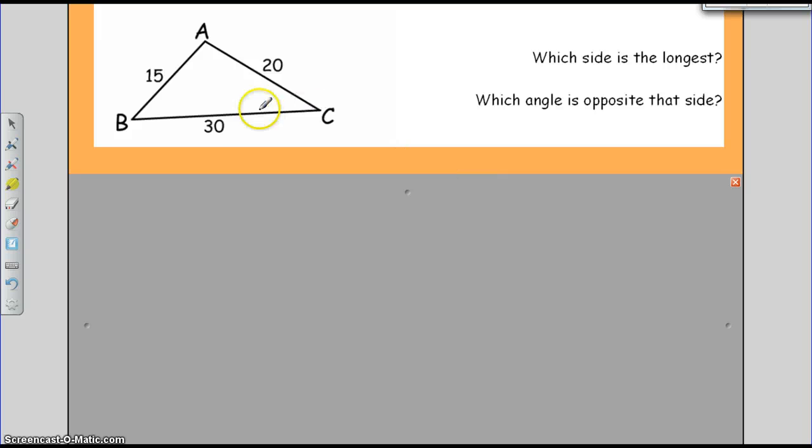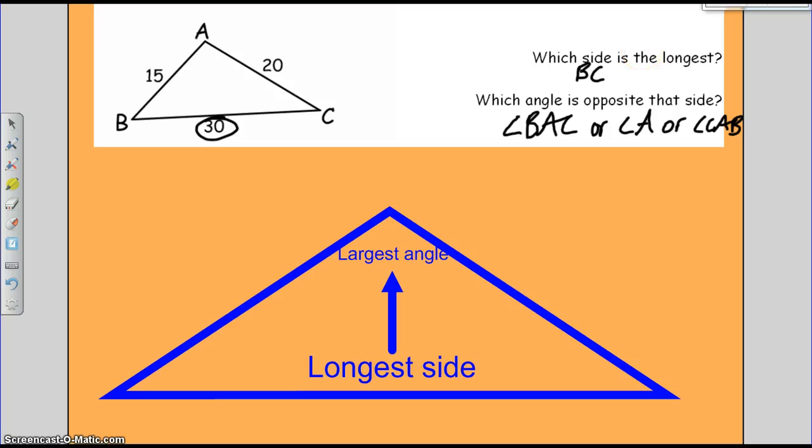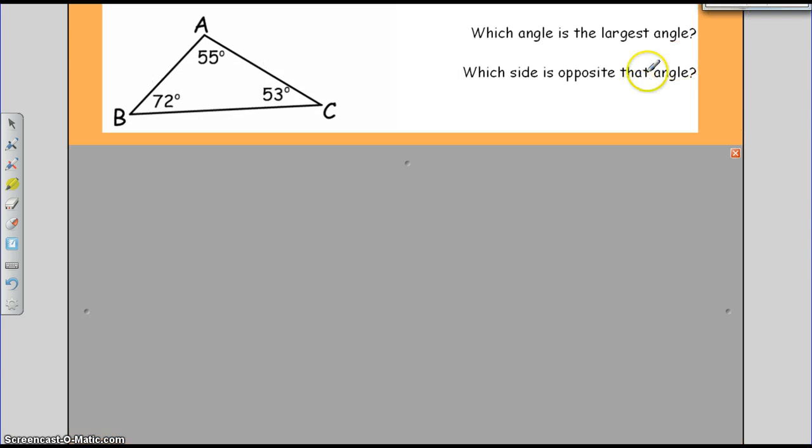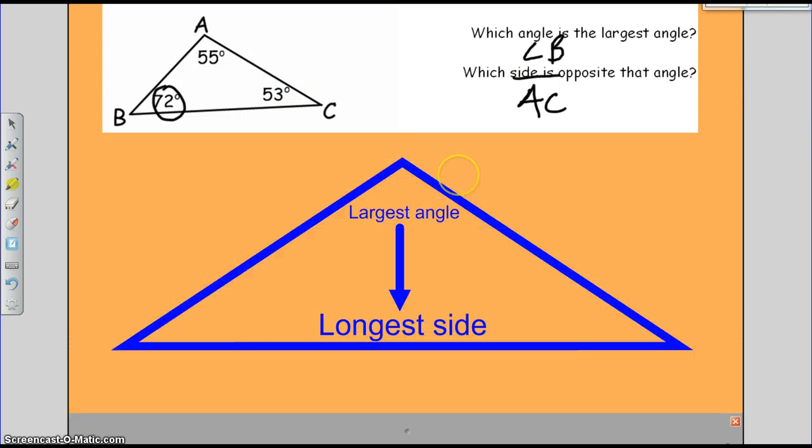Which side is the longest? Well, obviously it's BC, 30. Which angle is opposite that side? Angle BAC, or angle A, or angle CAB. Ba-bam. Which angle is the largest angle? 72. That's angle B. What is the opposite side of that angle? That is AC. Ba-bam.